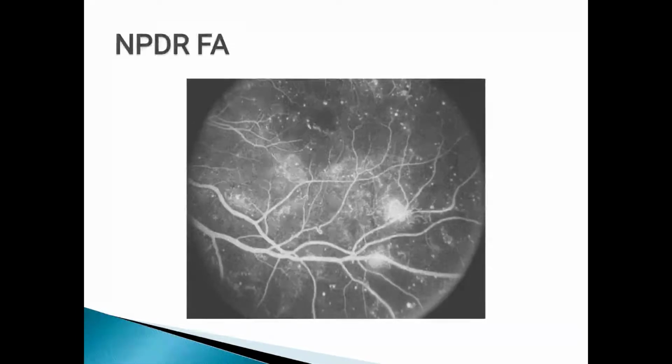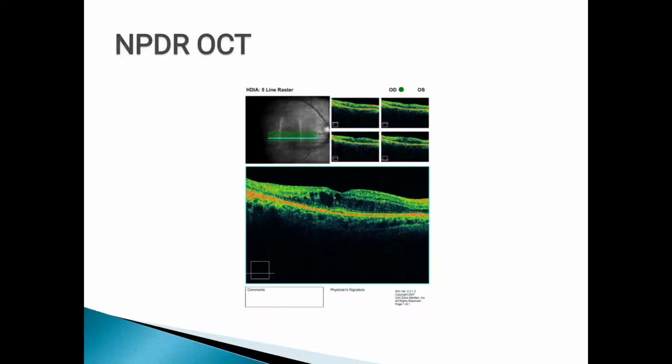Normally we will not see all this leakage and so on. What we see is only the blood vessels in the retina in fluorescein angiography.